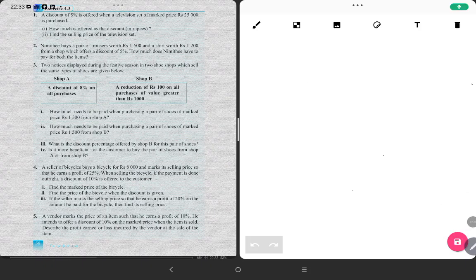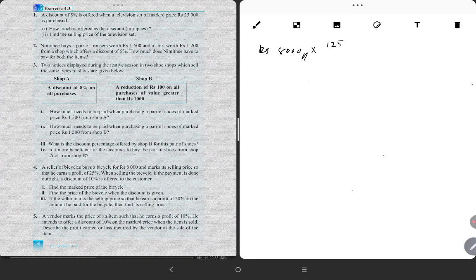Okay, let's try question number 4. A seller of bicycles buys a bicycle for rupees 8,000 and marks its selling price so that he earns a profit of 25%. So he buys a bicycle at 8,000 rupees. This is the original price that he bought the bicycle at, but he marks, or displays, the price of the bike with a 25% profit. So what's the price that he has put?